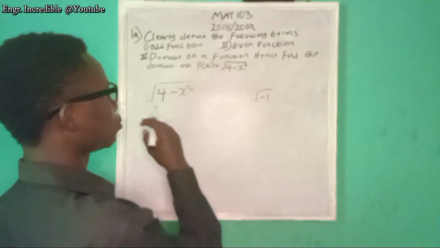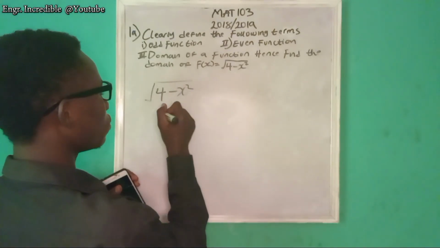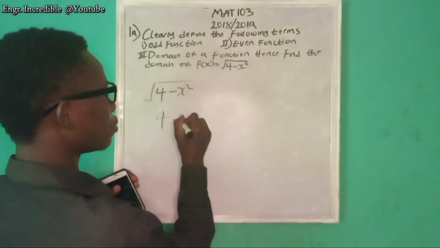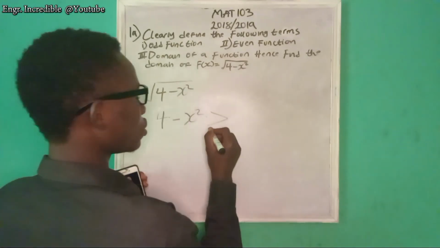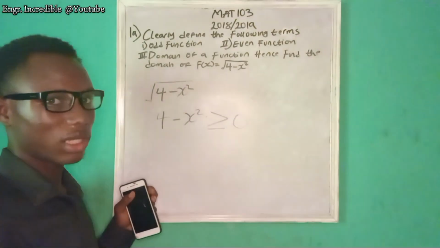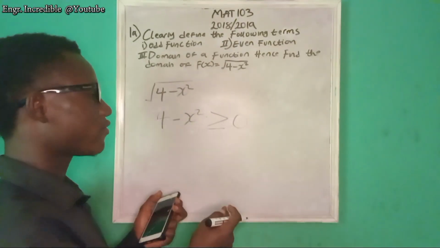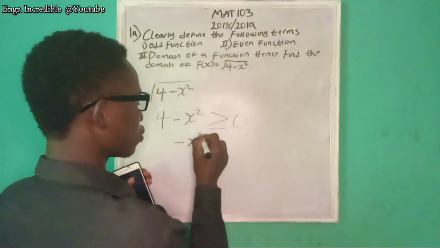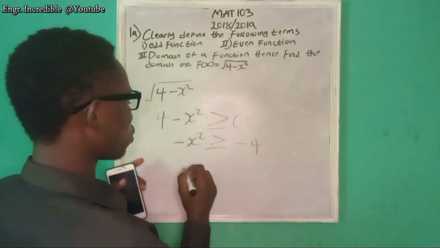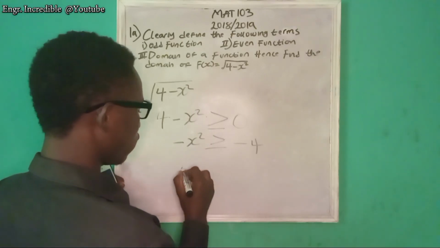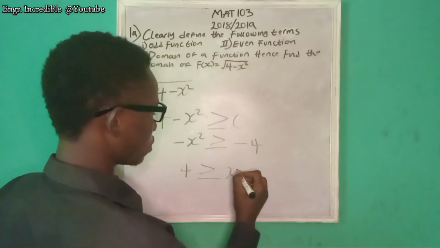Anything negative will not work. So therefore, we get it as 4 minus x square must be greater than or equal to 0. That means from 0 upward will always give us a real number. So therefore we use it to find the value of x. We have minus x square is greater than or equal to minus 4. So if we bring them both, we have 4 is greater than or equal to x square.